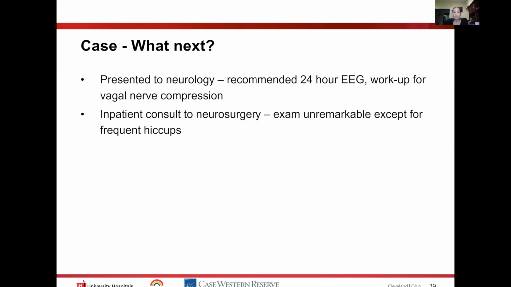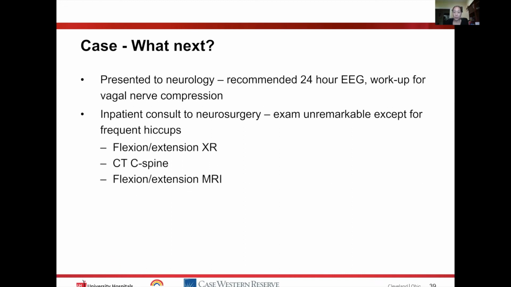So what's next for our patient? So she, of course, went to neurology because they weren't sure what was going on. They got a 24-hour EEG. They were wondering if she had some weird sort of vagal nerve compression that was causing this. And then they got us involved. And the only thing that was notable on her exam was just this sort of frequent episodes of hiccups.